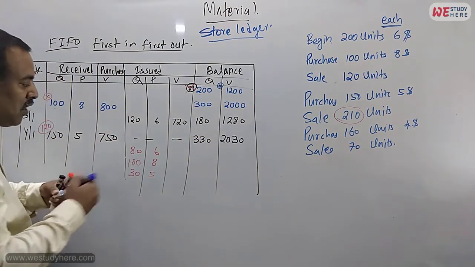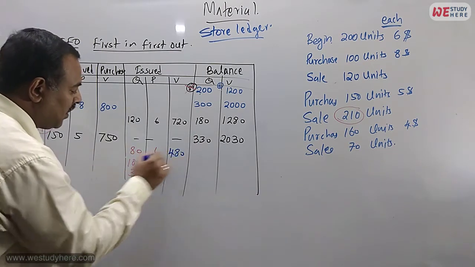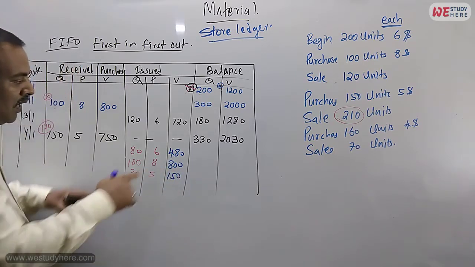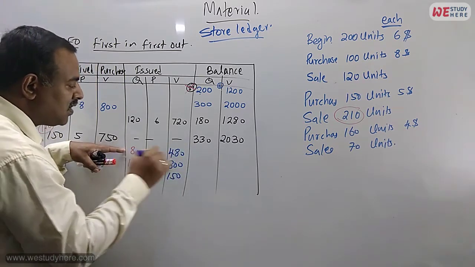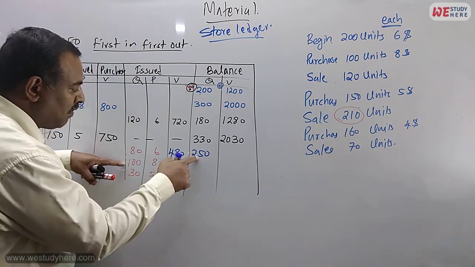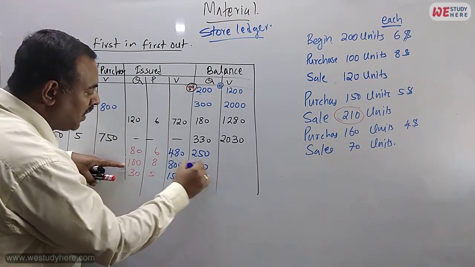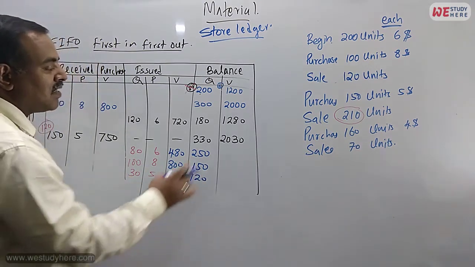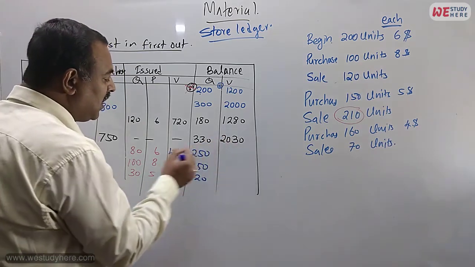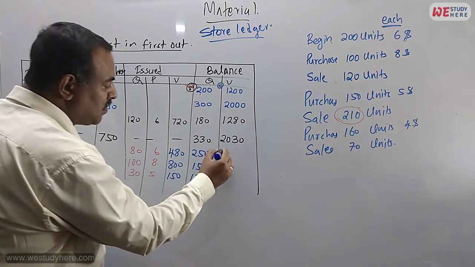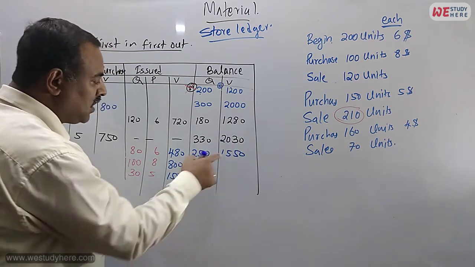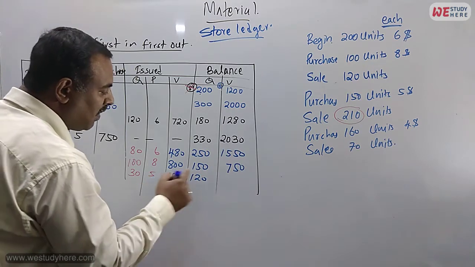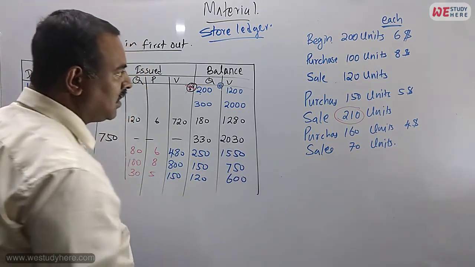Okay. 80 into 6, how much? 480. 100 into 8, 800. 30 into 5, 150. 330, we issued 80 units, then 250. 250, issued 100 units, 150. 150, issued 30, 120, right? Like that we have to minus the value also. 2030 minus 480, 1550. This one minus 800, 750. This one minus this 150, then it will be 600.